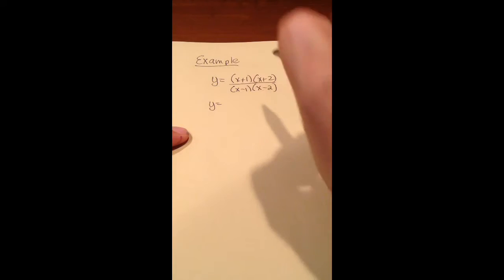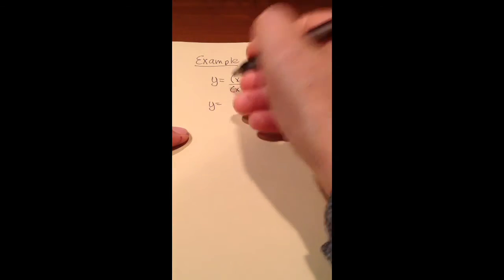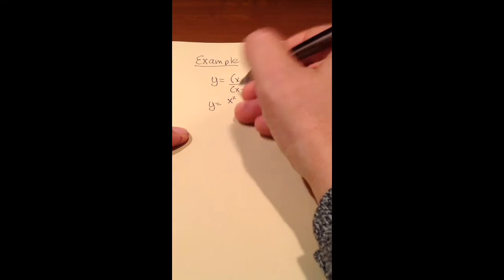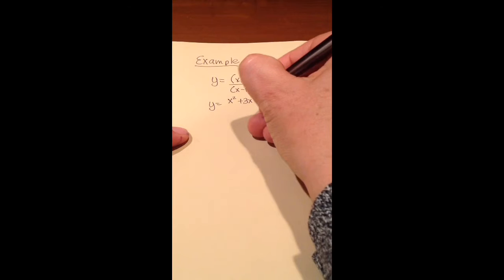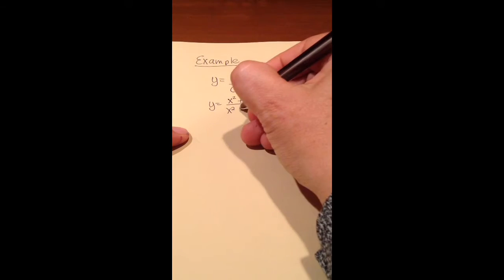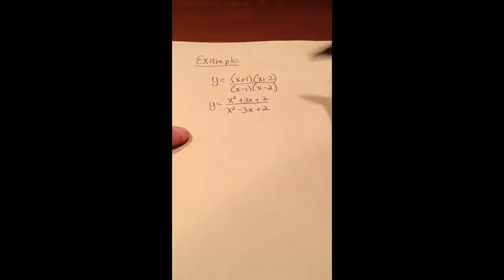Now that's a little silly and a little extra work. So instead, before I start using the product rule twice, I'm just going to multiply this out. That gives me x squared plus 1x plus 2x, which is plus 3x plus 2. And then the denominator gives me x squared minus 1x minus 2x, which is minus 3x, and minus 1 times minus 2 is plus 2. Now, I could have used the product rule. I would have gotten the same answer when all is said and done, but it's much easier to just multiply these out first.